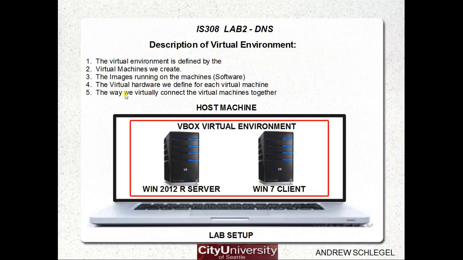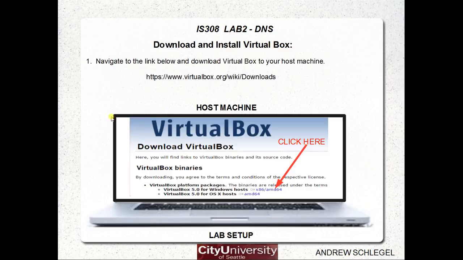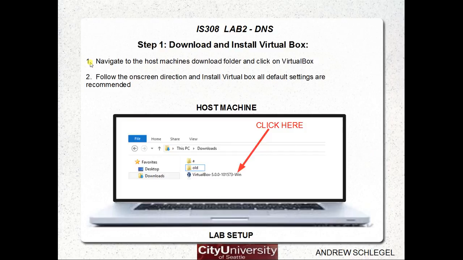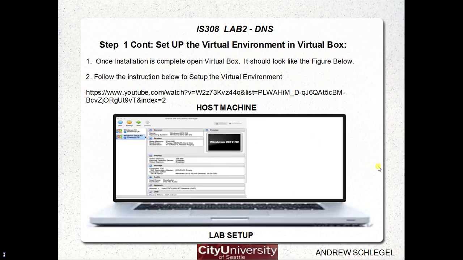And then the way that we connect these machines together in the virtual network. Okay, so let's take a look here. The first thing you want to do is download and install VirtualBox. Here's the link. It's pretty simple. You just navigate to that link, click here, and download VirtualBox, and then navigate to your download folder, click on that link, and just accept all the default settings.